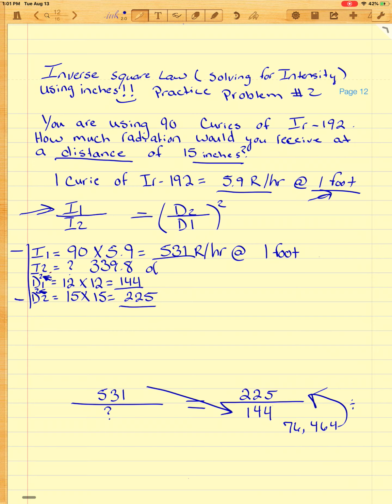Or if that answer is not on there, simply look for, maybe they rounded it up, which would be 340. So if you're using 90 curies of iridium-192 and you stood at that location for an hour, you stood at 15 inches from the source for 1 hour, you would receive 340 R per hour at 15 inches.